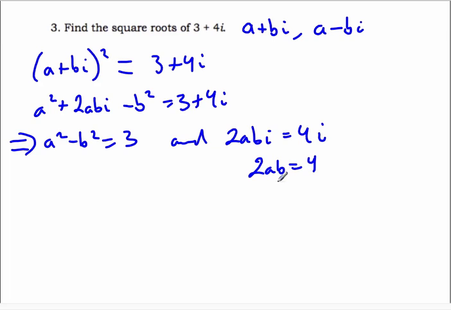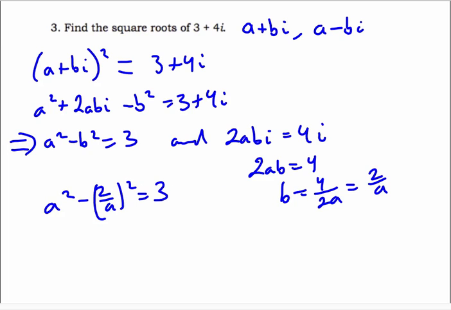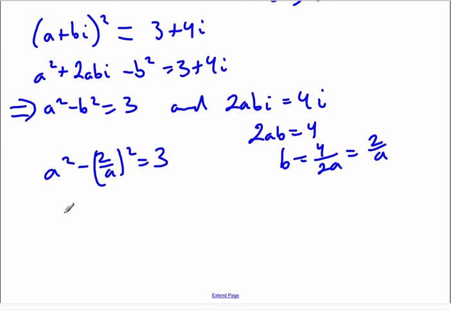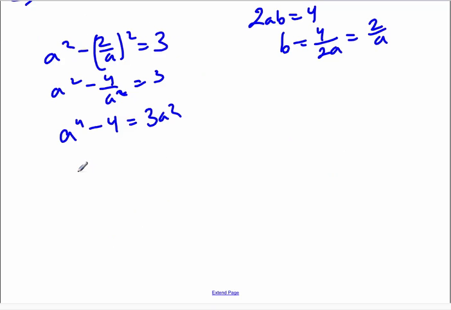Actually we can solve for one of these variables and substitute into the other one. So let's do that with b. Let's say b equals 4 over 2a, which equals 2 over a. So substituting into this equation, we're going to have a squared minus (2 over a) squared equals 3. So we're going to have a squared minus 4 over a squared equals 3. Let's multiply everything by a squared, and we get a to the power of 4 minus 4 equals 3a squared. Okay, get everything to one side.